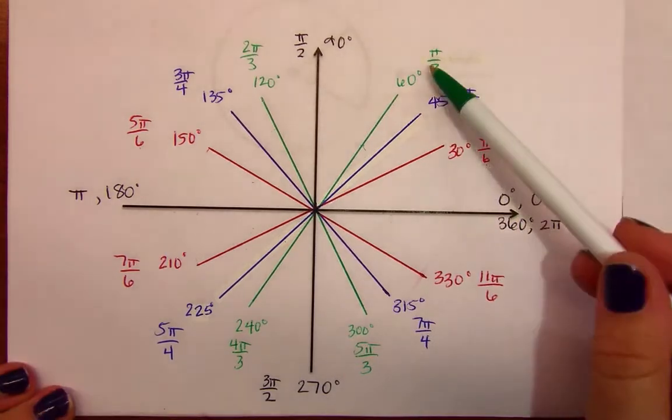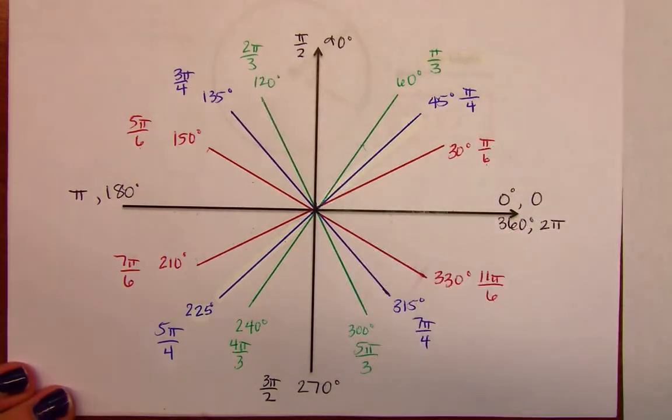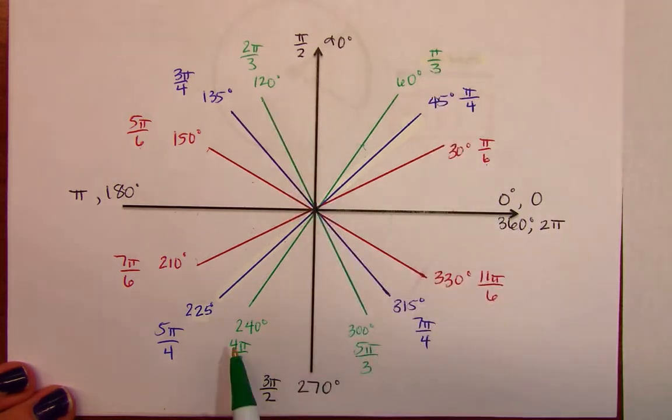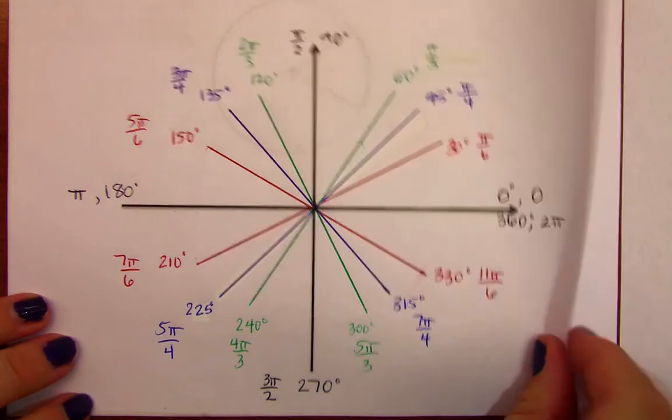Okay, so notice they all have the bottom of 3 for all the 60-degree angles, and then it goes 1, 2, skips 3, and 4, 5. Okay, so you're going to need to have that memorized, so go ahead and get started working on memorizing that. Let's go ahead and flip the page.